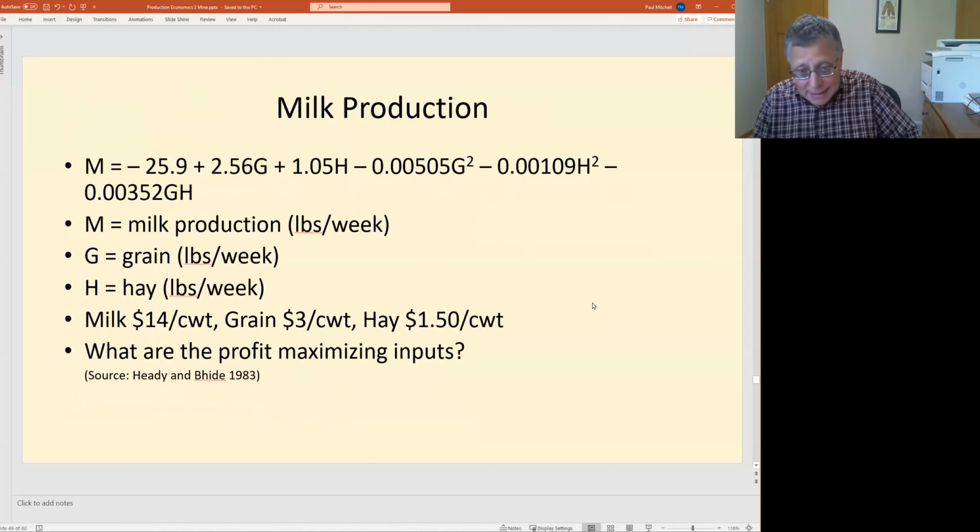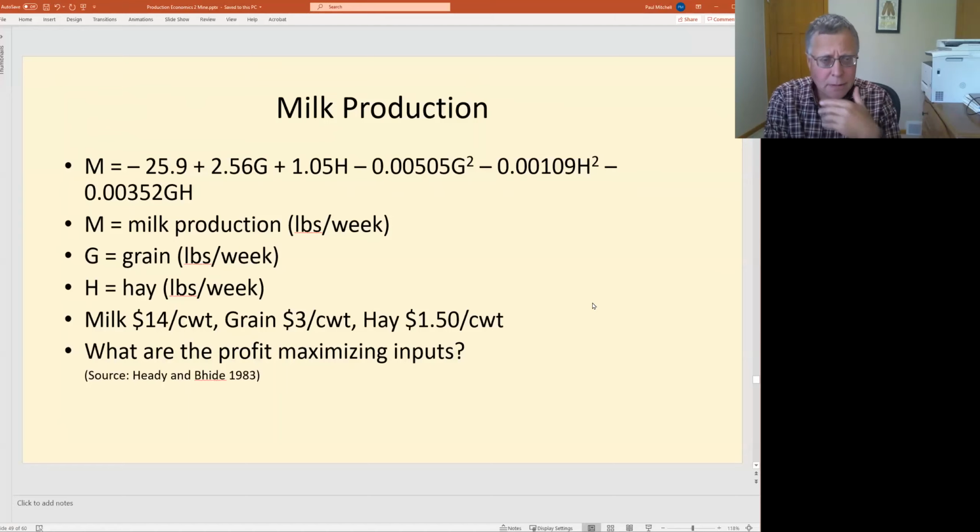Here's a more realistic example. What I've done here is go to an old textbook, Earl Heady, and I don't know who the Beatty is, or Bide, back in 1983. This is from Real Production Functions. Earl Heady was a professor in econ at Iowa State and did a lot of work in production economics way back in the 80s and before that. When I went to graduate school in the 90s at Iowa State, he had already passed. This is towards the end of his career. But it's a milk production function that they derived at the dairy science department there at Iowa State University back in the 80s or late 70s.